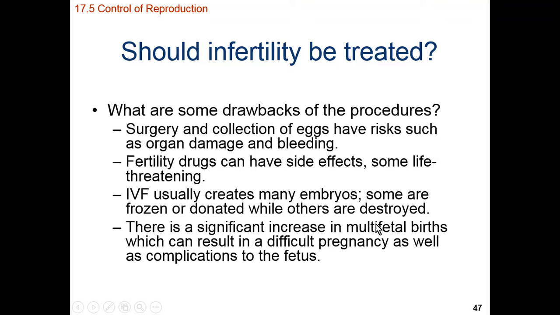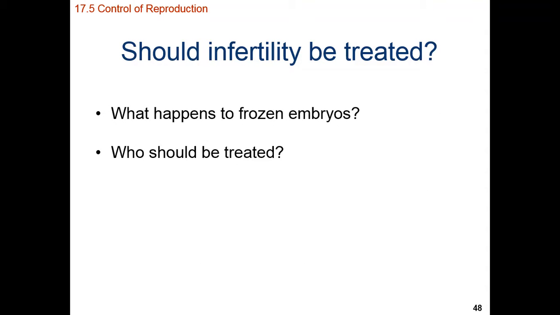We find that there's definitely a significant increase in multifetal births. In other words, triplets, twins, quadruplets, so on and so forth. And these multiple birth pregnancies are very difficult for mom and for the children that are growing inside of the fetus. So some big issues that need to be asked is what happens to the frozen embryos, the leftover frozen embryos after IVF. This is a fairly contentious issue.